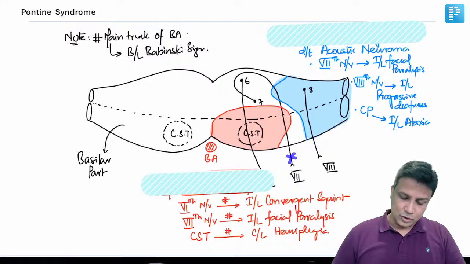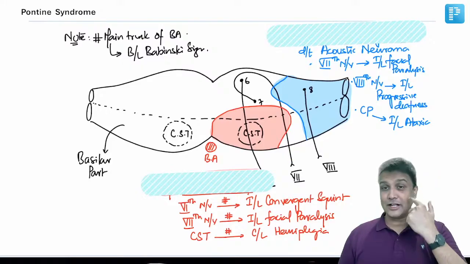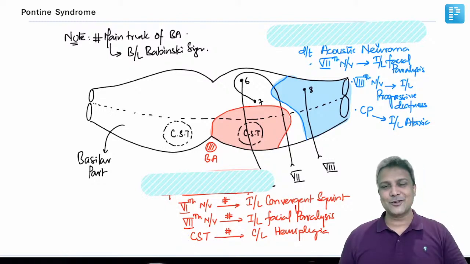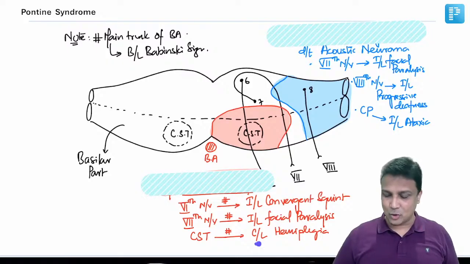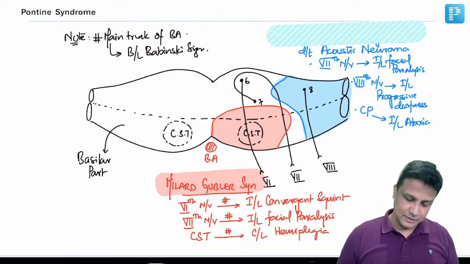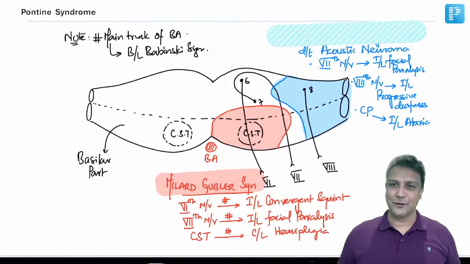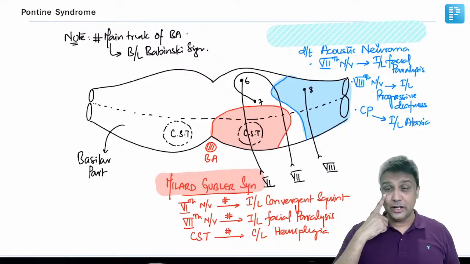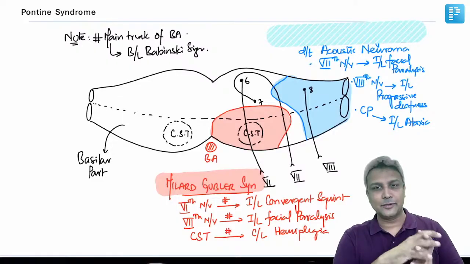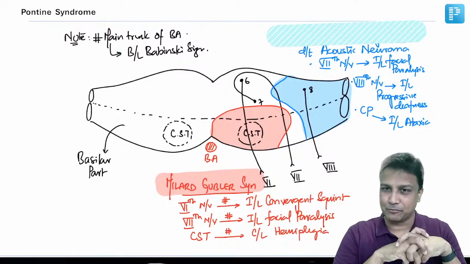If the seventh nerve is gone, of course, it supplies the muscles of facial expression there. It will lead to ipsilateral facial paralysis. And the corticospinal tract, again, the same thing. The crossing is going to take place in the lower medulla. We are still in the pons. That is the reason why it will lead to contralateral hemiplegia. And all this together is known as the Millard-Gubler syndrome. So convergent squint, ipsilateral facial paralysis, and contralateral hemiplegia, nothing but the Millard-Gubler syndrome.